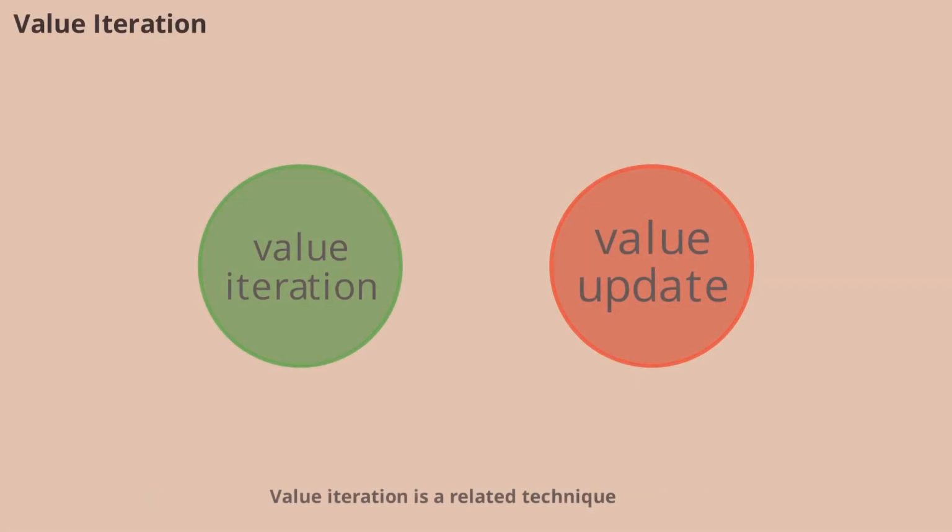Value iteration is a related technique that focuses on updating value functions directly. The agent repeatedly updates the value of each state based on possible actions and their expected rewards. Once the values stabilize, the agent can derive the optimal policy from them.